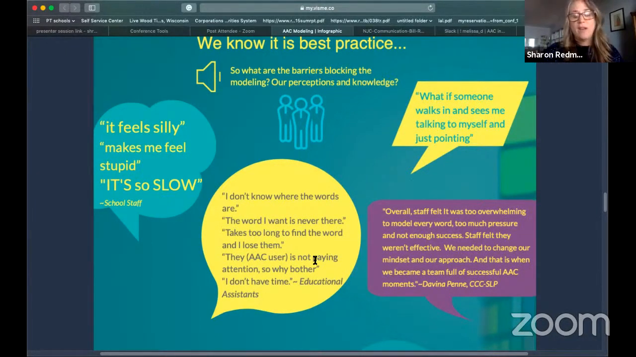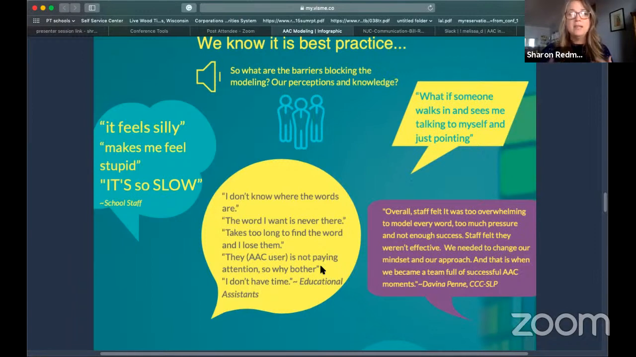"Takes too long to find a word, I lose them." "They see a user's not paying attention, so why bother?" And we really talked a lot about that they are paying attention. Maybe they're not paying attention 100% of the time, but if we catch them 60% of the time, that's 60% more modeling than what they had before.